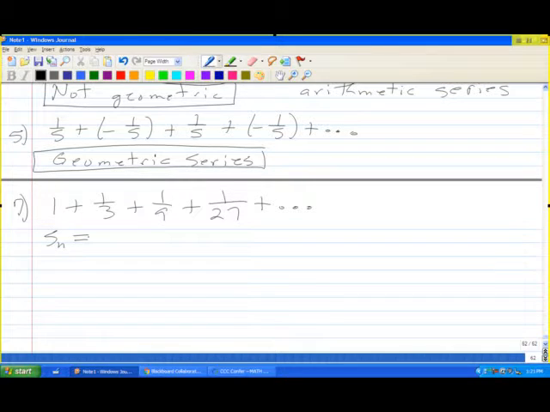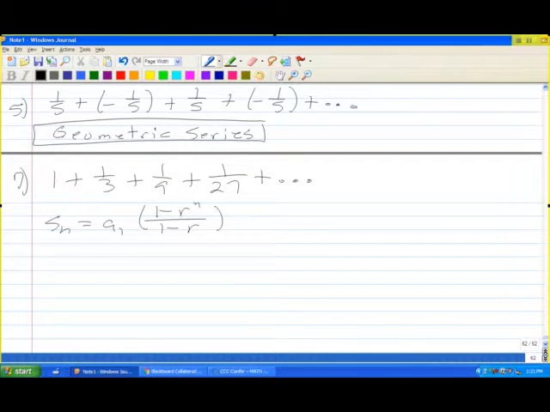Well, I know that the sum of the first n terms of a geometric series, I called it S, is a1 times (1 minus r to the n) over (1 minus r). So let's find the sum of the first 15 terms. If I find the sum of the first 15 terms, then the first term is 1.